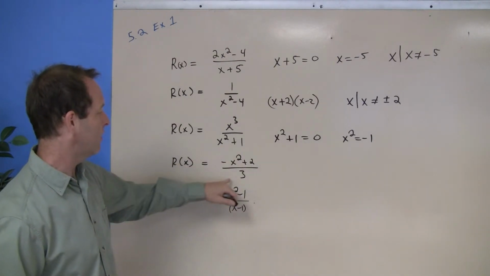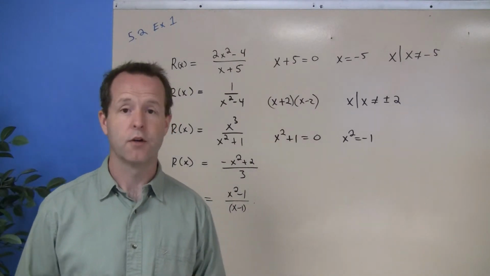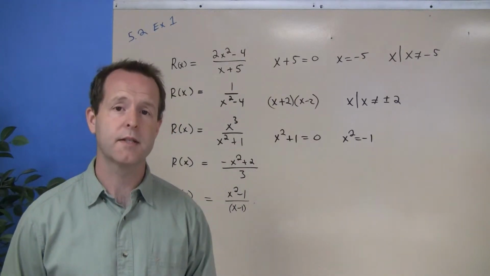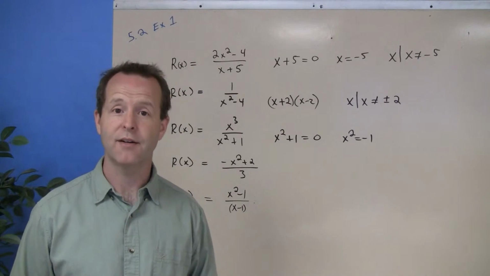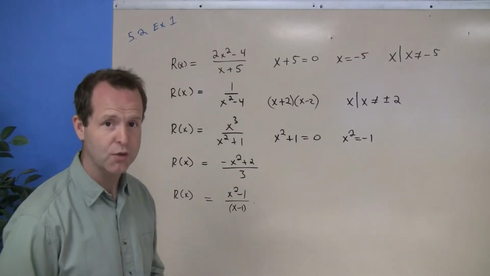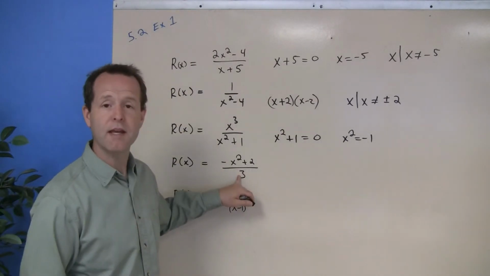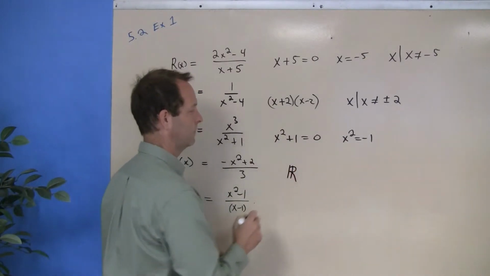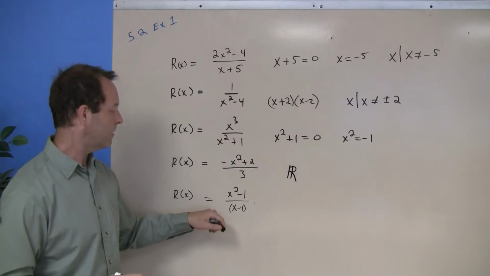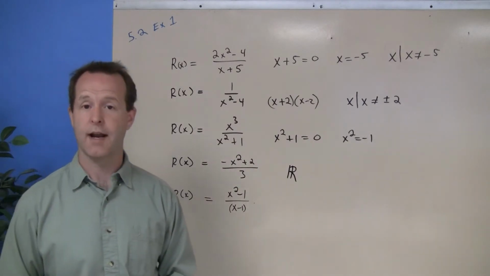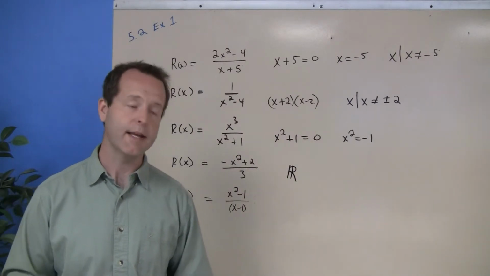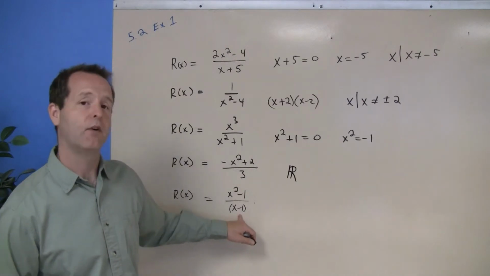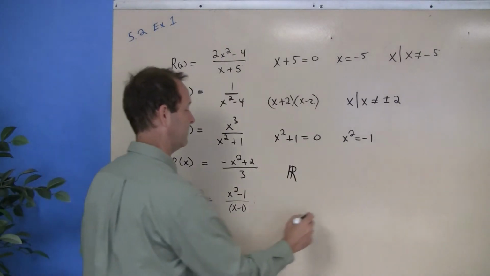The fourth example, the denominator is 3. There's no variables whatsoever. So regardless of which value of x I choose, the denominator will always be a 3. So therefore the domain here is all real numbers. And the last one, x squared minus 1 over x minus 1. The domain is all values except for x equals positive 1.